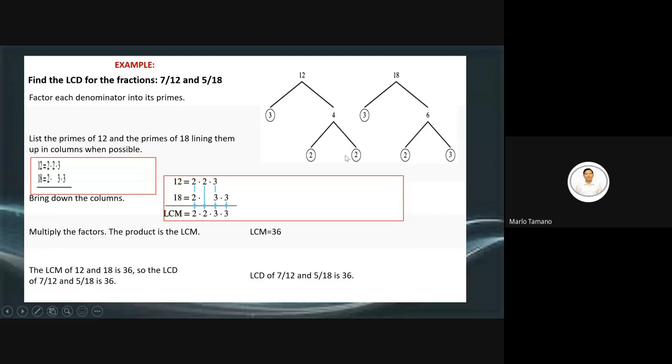Pagkatapos niyan, kukunin niyo po yung mga prime factors natin ng 12. You have to list down at the right side. So we have 12 at the left side. 12 is equal to 2 times 2 times 3.